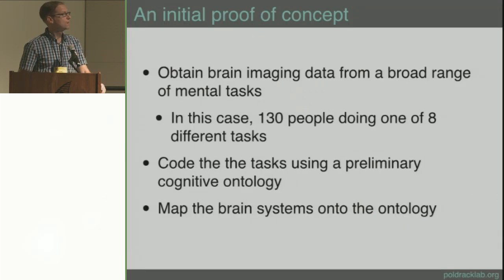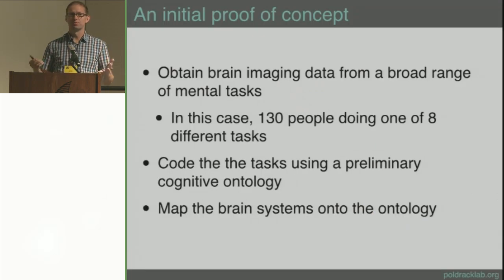Next slide. Okay, so a few years ago we did an initial proof of concept of how we can actually use this. The idea was to take a bunch of data. This was the first incarnation of OpenfMRI. It was a data set with 130 people each doing one of 8 different tasks. We coded the tasks using a very preliminary cognitive ontology, kind of Cognitive Atlas 0.1. And then we tried to map brain systems onto the ontology. So now we're not trying to map onto tasks, we're trying to map onto psychological functions that are differently captured across multiple tasks.